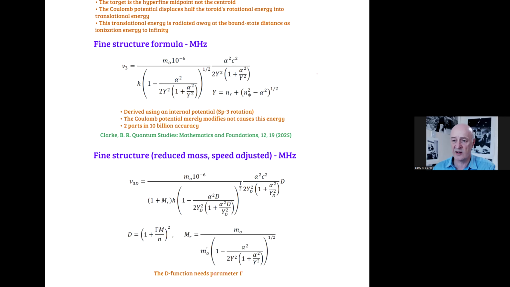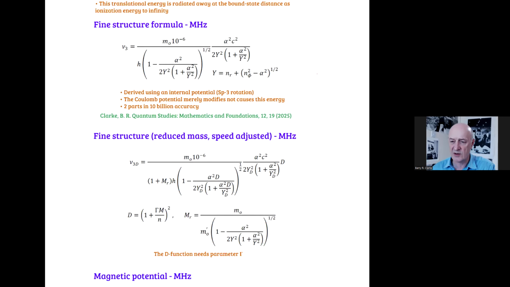Here is the PTV fine structure formula. It looks a bit different from the Sommerfeld-Dirac version, and the reason for that is this one uses an internal potential. It doesn't use the Coulomb potential to get it, and the internal potential in terms of the structure of toroidal dynamics is basically a toroidal rotation. So you can calculate discrete energy levels with an internal potential. What the Coulomb potential does is move rotational energy out of the electron into translational energy, so it modifies those discrete energy levels, but it doesn't cause them.